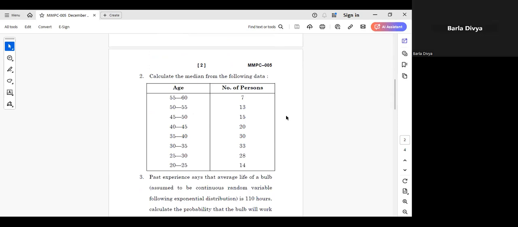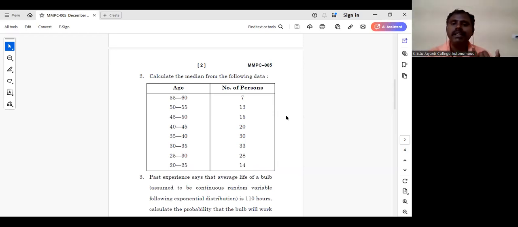First write the table in proper order, from ascending to descending. So we have to write it from descending to ascending. Yeah, first we have to rearrange the data into ascending order. Since they gave the descending order, first you have to arrange it into ascending order. Okay, ma'am. After arranging the data into ascending order, what do we have to do?